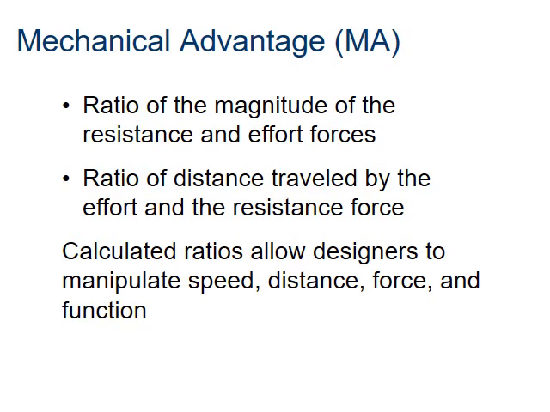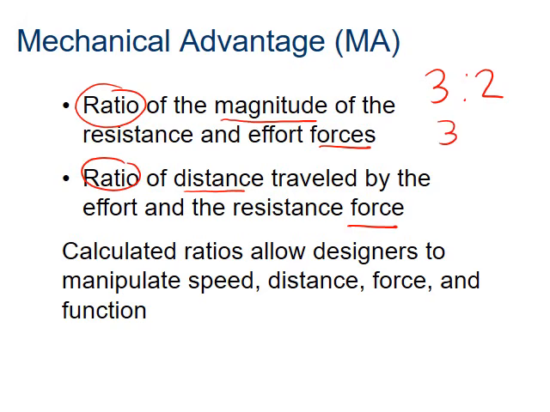One is related to the magnitude of the forces. The other one's related to the distance of the forces. Also, I want to point out the fact that we have ratios written in each one. So if we think about a ratio, that could look like 3 to 2. So what we're going to learn is what they mean by this ratio of magnitude of the resistance and effort forces, ratio of distance traveled by the effort and resistance forces.